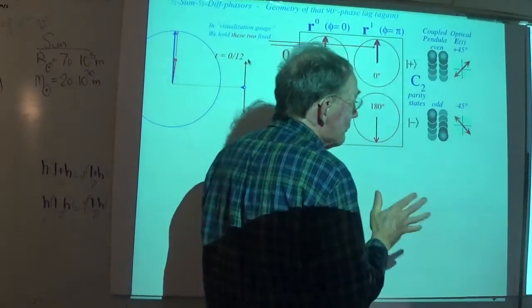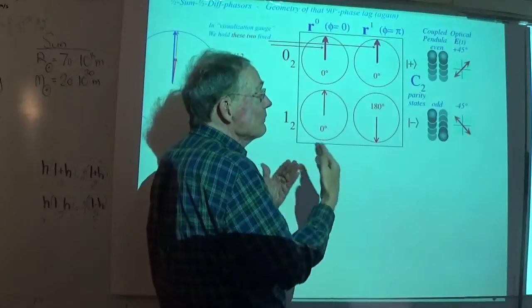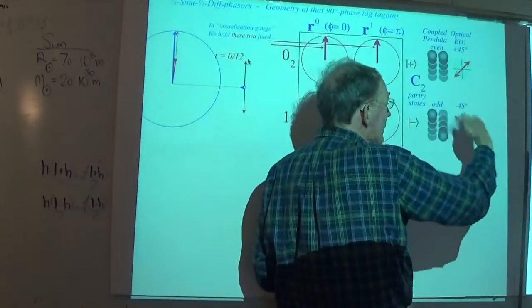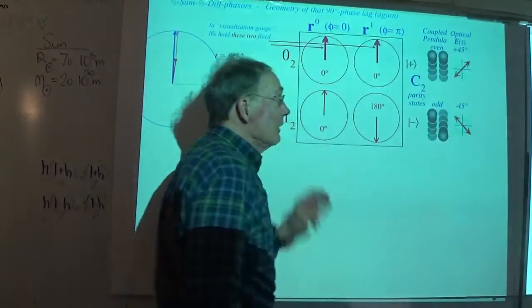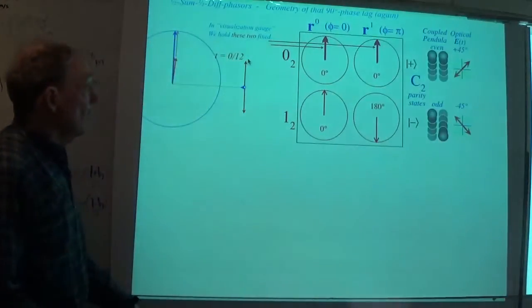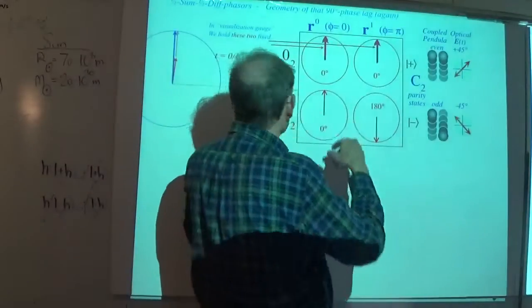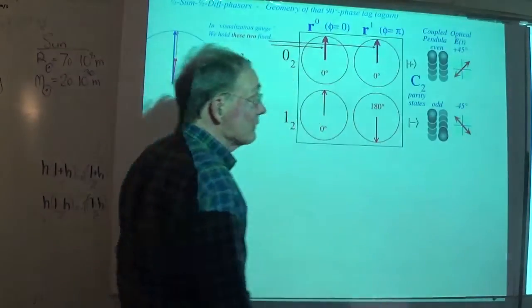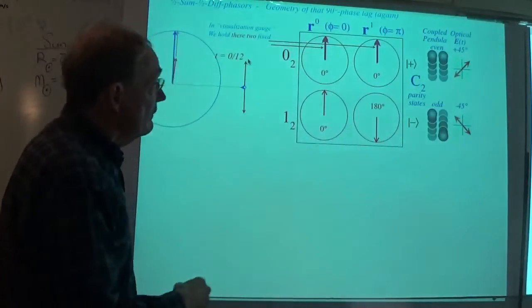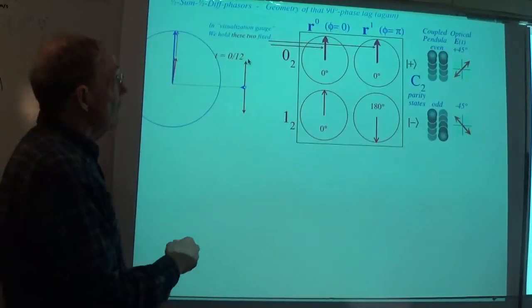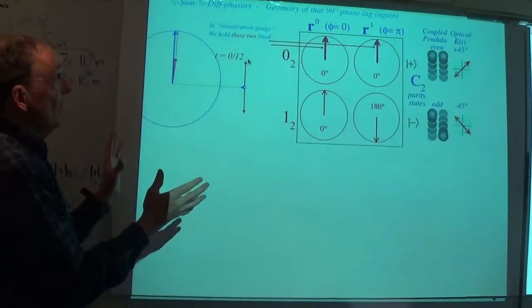Okay, but not much faster. We're talking about really small differences in really high frequencies, several hundred terahertz. And so it takes a really long time for these two to do this dance here. It goes with the beating and a resonance. But here's a geometrical way to picture it.